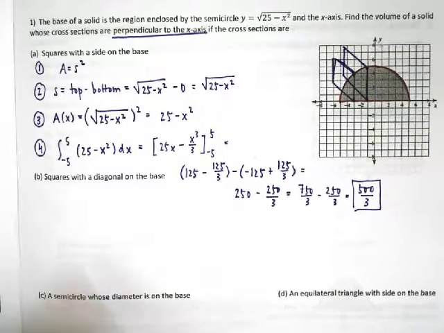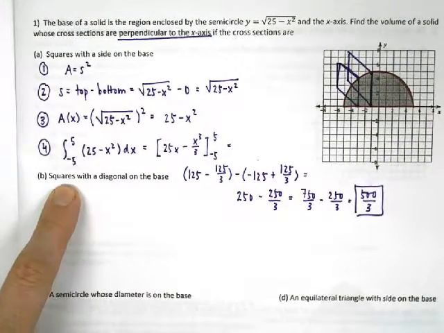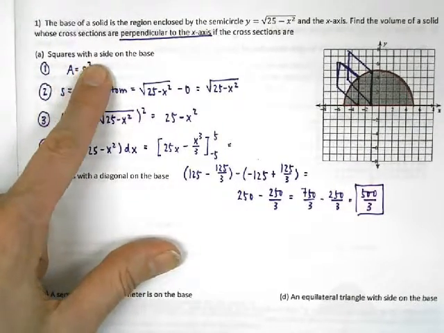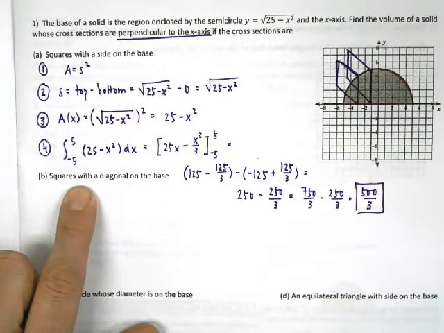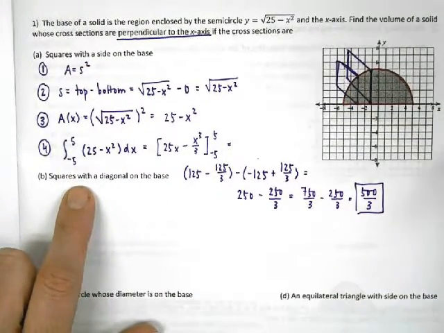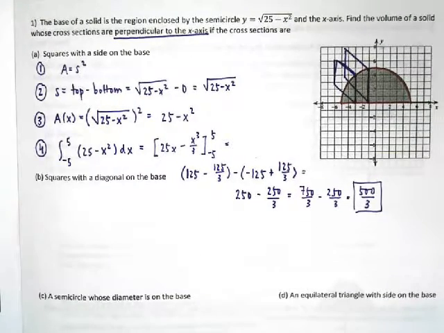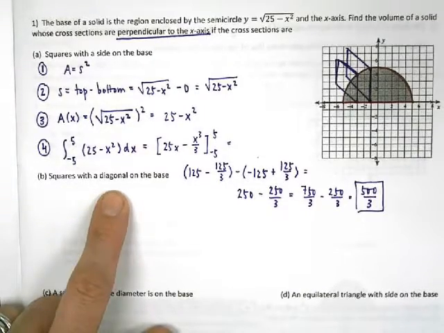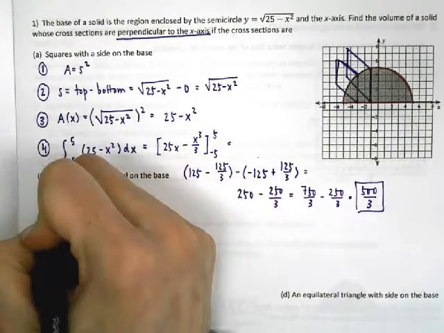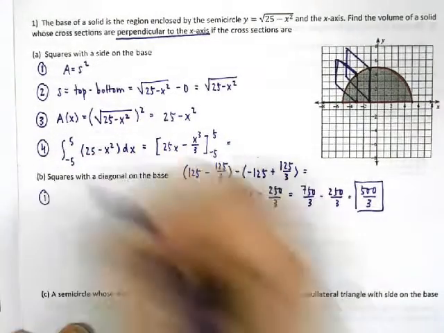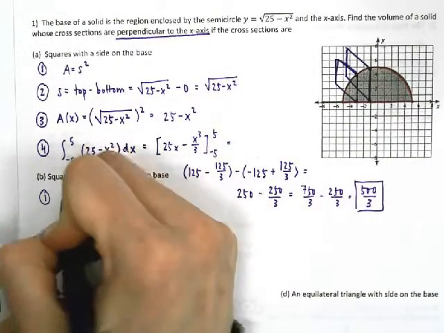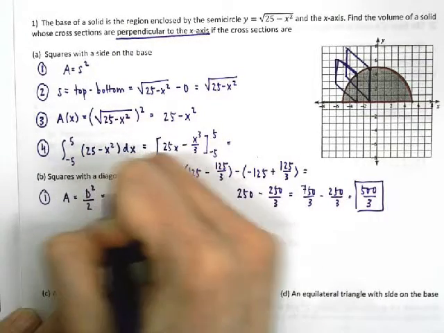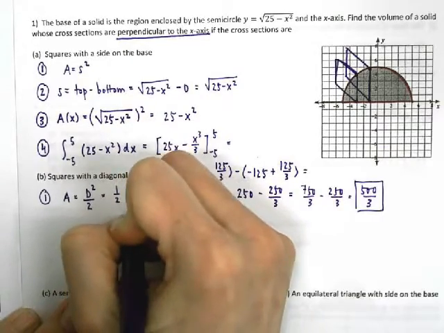Now, we're going to see how this changes if I now have squares that have their diagonal on the base. So this is different. Before we had squares with a side on the base, now we have squares with a diagonal. And that's why we had all these different area formulas before. So now I need my formula for a square with a diagonal on the base. Well, we said that the area of a square with diagonals of length d is just A equals d squared over 2. Or we can think of it as 1/2 d squared.